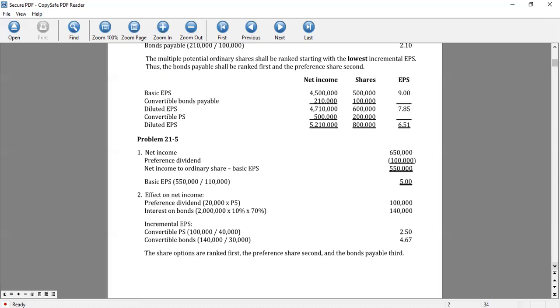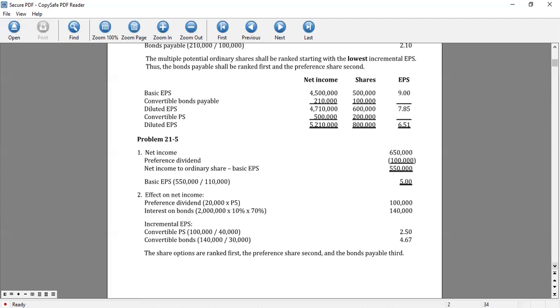Then for the convertible shares, how do we determine them? We have now the convertible preferred stock, 100,000 as supposed to be dividends, and then we divide by 40,000 shares. The convertible preference shares are convertible into 40,000 ordinary shares. So we get 2 pesos and 50 centavos.